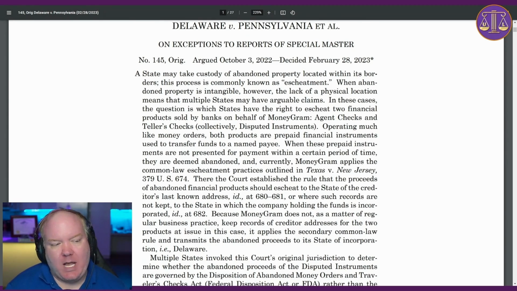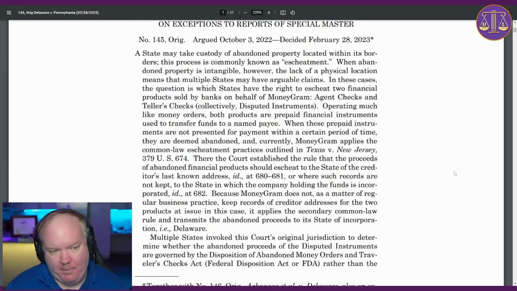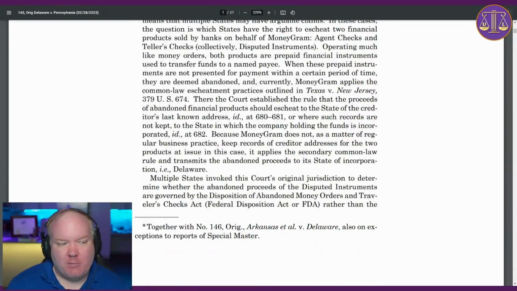In these cases, the question is which state has the right to escheat two financial products sold on behalf of MoneyGram, agent checks and teller checks. Operating much like money orders, both products are prepaid financial instruments used to transfer funds to a named payee. When these prepaid instruments are not presented for payment within a certain period of time, they're deemed to be abandoned. And currently, MoneyGram applies the common law escheatment practices outlined in Texas versus New Jersey.